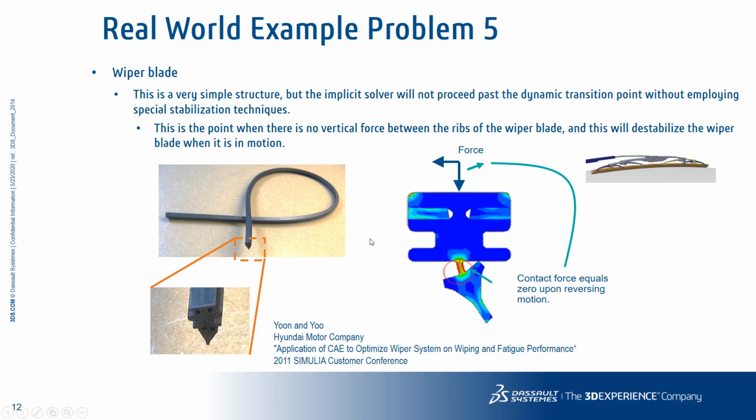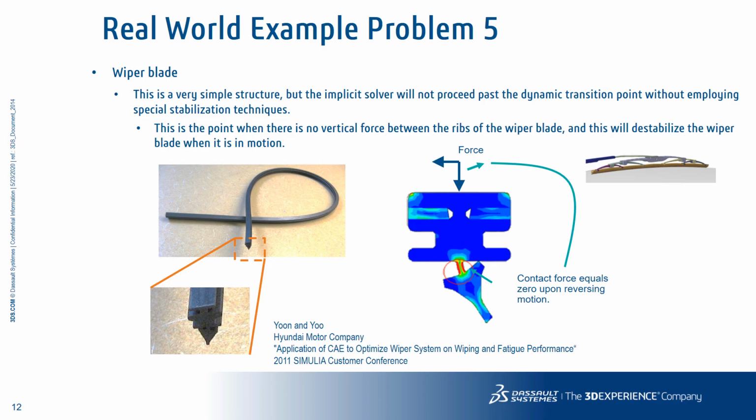And here's another example, the wiper blade rubber piece, which is the one that contacts the windshield and wipes away the rainwater. This problem could have been done using an implicit solver or an explicit solver, but the implicit solver will not proceed past the dynamic transition point without employing special stabilization techniques. As opposed to having to deal with that, we could just easily solve this problem using the explicit solver.